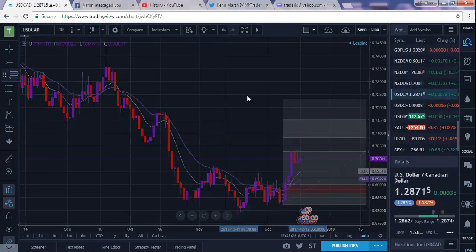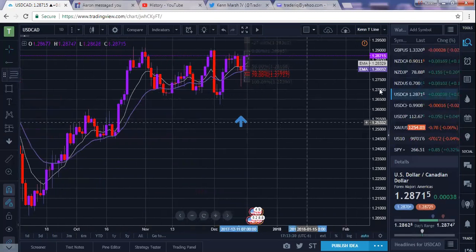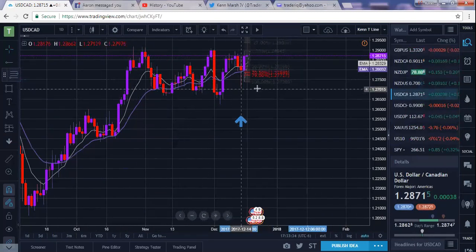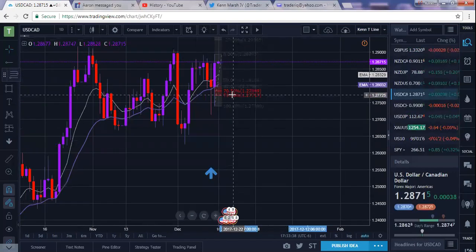And then we'll see where it happens from there. USD CAD. This is a trade idea I feel pretty comfortable with. I think we're going to go higher. We've been in a range. I'm going to zoom in.